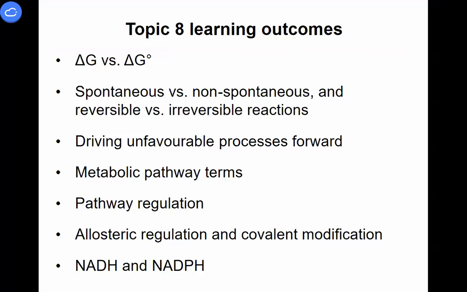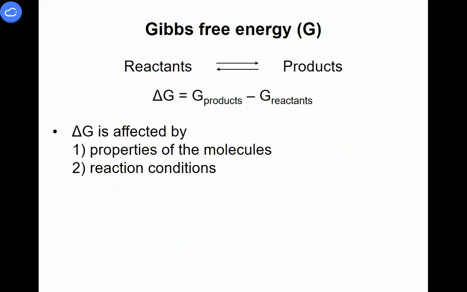Where we're going is the difference between delta G and delta G with the little circle. We're going to talk about different types of reactions, spontaneous or non-spontaneous. How do you drive unfavorable processes forward? And we're going to define some terms in metabolism. We're going to talk about how metabolic pathways are regulated in various ways. And in the end, we're going to talk about these electron carriers, okay? But to start, we're going to talk about Gibbs free energy.